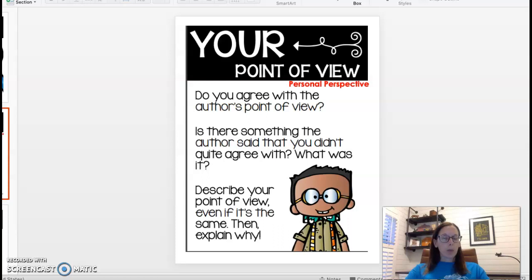Then there's your point of view or your personal perspective. Do you agree with the author's point of view? Because sometimes it's okay to agree and or disagree. Is there something the author said that you didn't quite agree with, and what was it? So you have to be able to explain if you disagree, and describe your point of view. Even if it's the same, then you need to explain why.